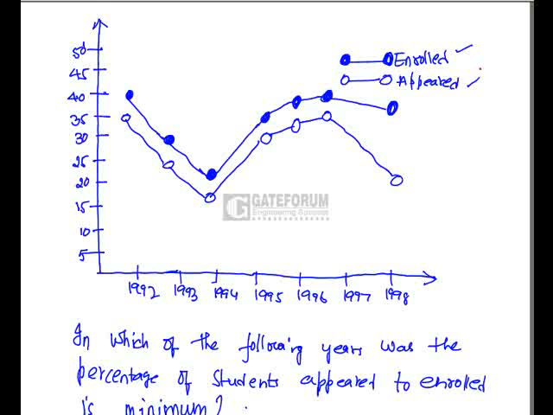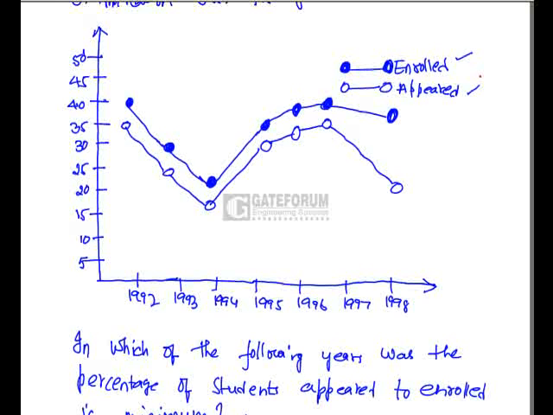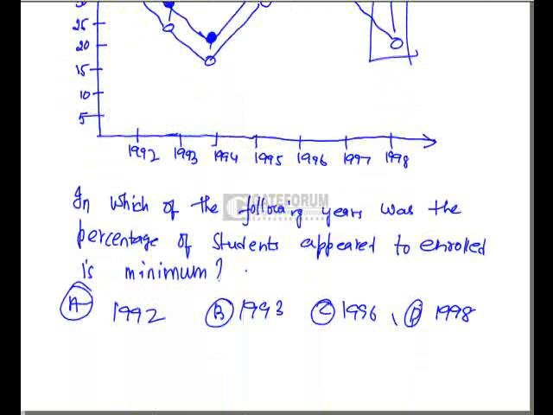Now, don't calculate the percentage by taking values like 40, 35 or something. By clear observation, we can say that the difference between these two graphs is more in 1998. So the difference between the percentages will also be more in 1998. So the required answer is option D.